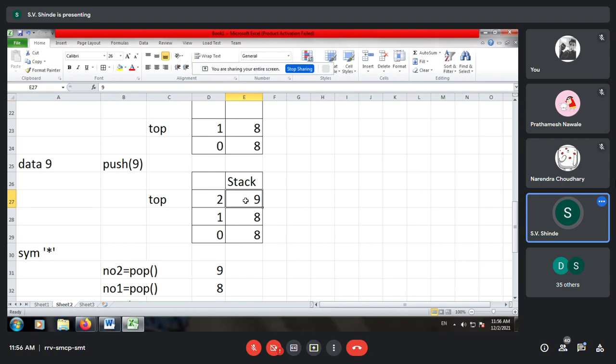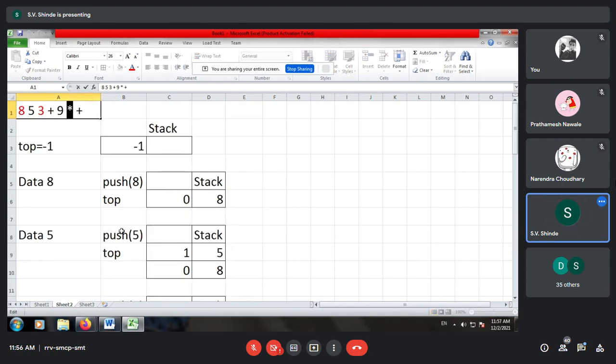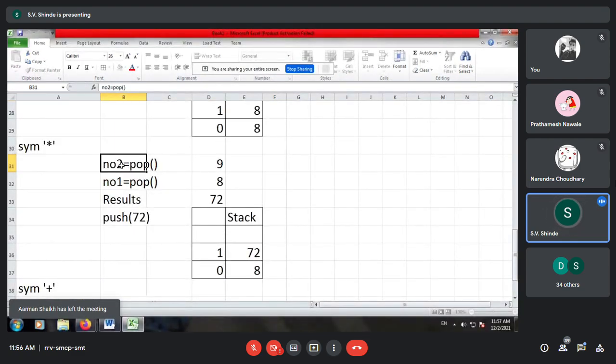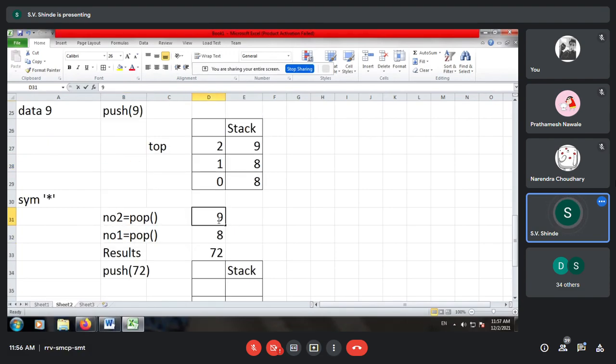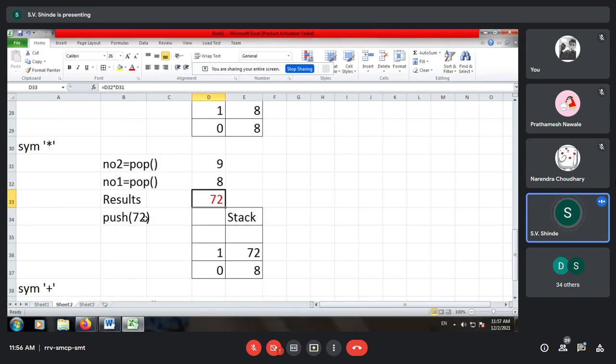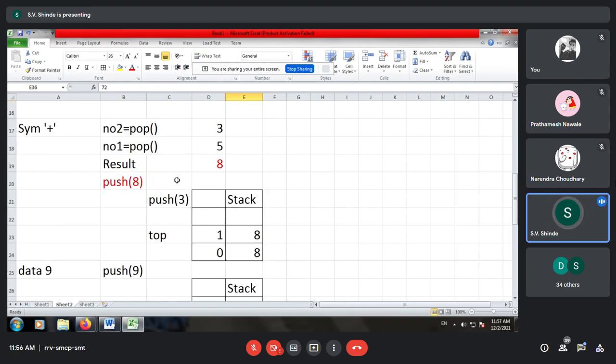After 9, you can see the symbol is multiplication. So whenever there is a mathematical operator, we have to pop two things. So number 2 is first popped, then number 1 is popped. So number 2 was 9, which is taken from the stack, and second number is 8, which is taken from the stack again. So we have to multiply them, and the result is nothing but 72. Now what to do about this 72? We just put it on the stack. So over here the stack is updated with the result, and again we scan for the symbol.